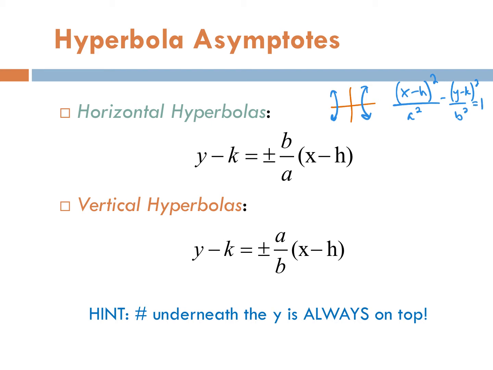But one thing you want to note is when you're doing this, the equations are very similar. The only difference is that the slope is different, right? That it's plus or minus b over a versus plus or minus a over b. So one trick is that the number underneath the y is always going to be on top. So whether it's the a versus b, whatever is the number below the y value, the square root of that number is going to be your numerator of that slope.